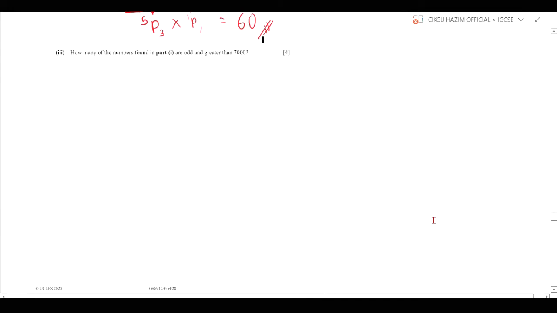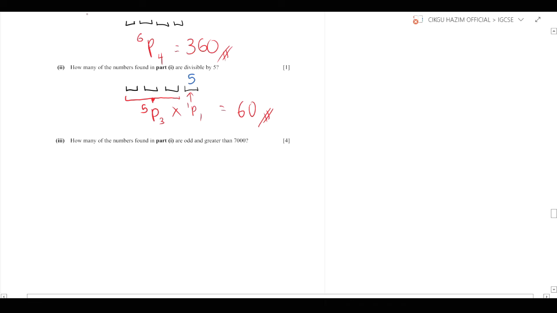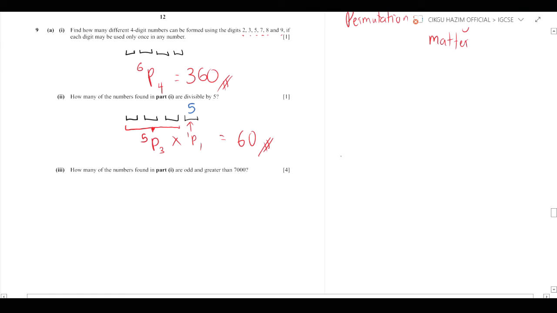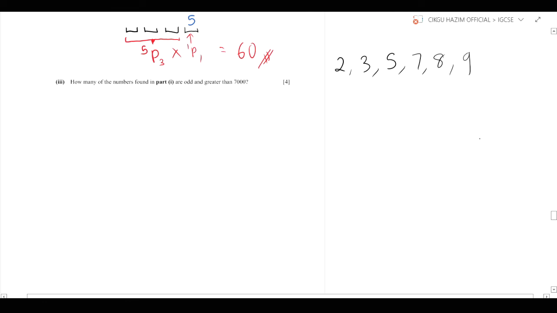For question number 9A3, we are still using the same numbers, which I'm going to list here: 2, 3, 5, 7, 8, and 9. We have a total of 6 numbers, still the same group. How many of the numbers found in part 1 are odd numbers and greater than 7,000? In this kind of question, we understand that we have 2 conditions to follow. We must follow these 2 conditions, if not, our answer could be wrong.